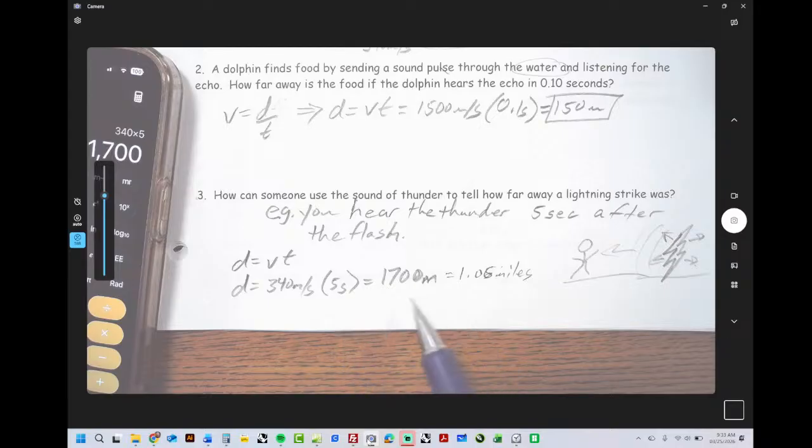It's more like every second that you count is about 0.2 miles. So if you see the flash and you hear the thunder a second later, it's less than a quarter of a mile away. It's not 1 mile away. So all that lightning that I thought was really far off was actually really close.